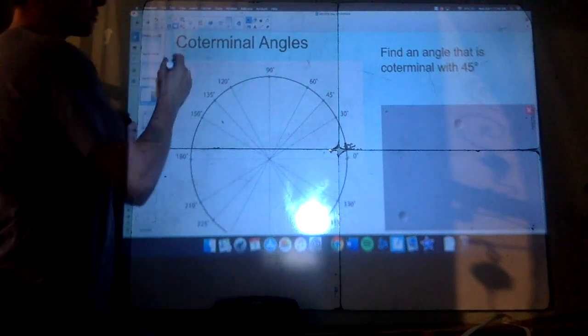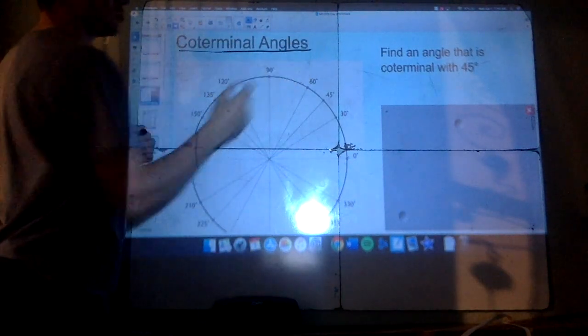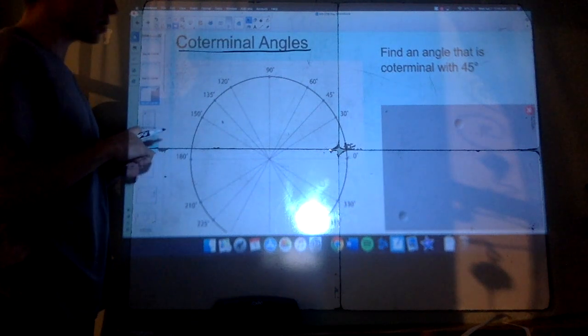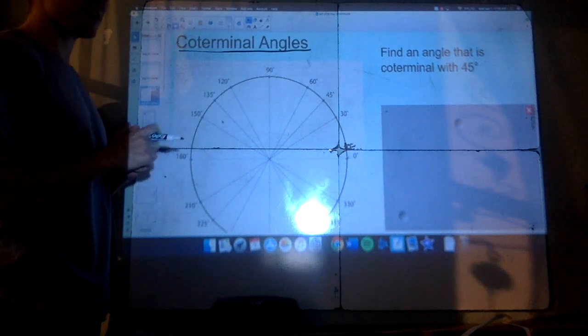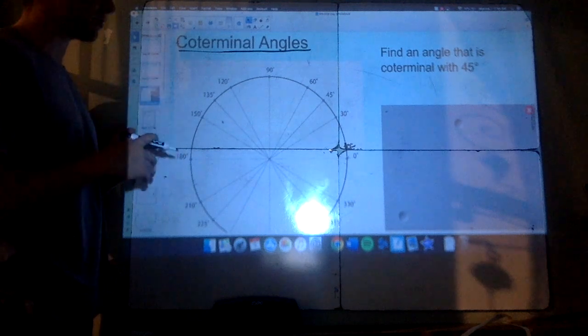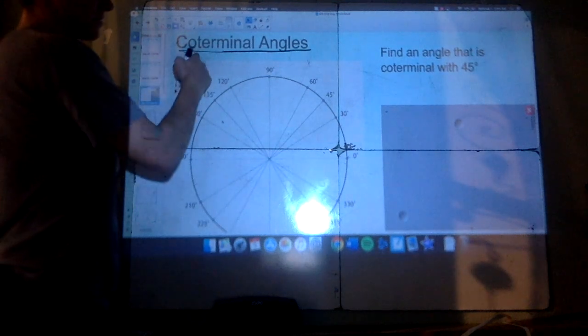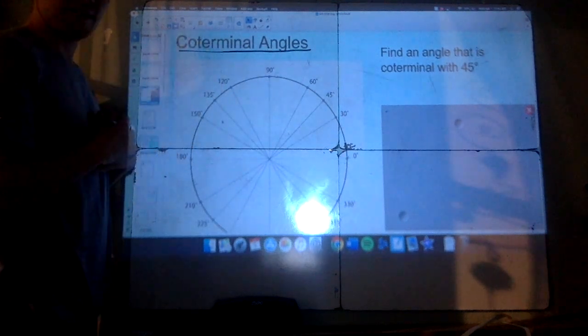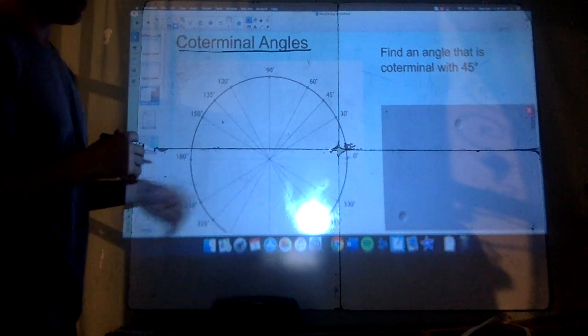So to start this lesson, we first got to learn about coterminal angles. If you think of some words that start with co-, like cooperative, that means together. So coterminal angles are angles that are the same; they have the same terminal point.